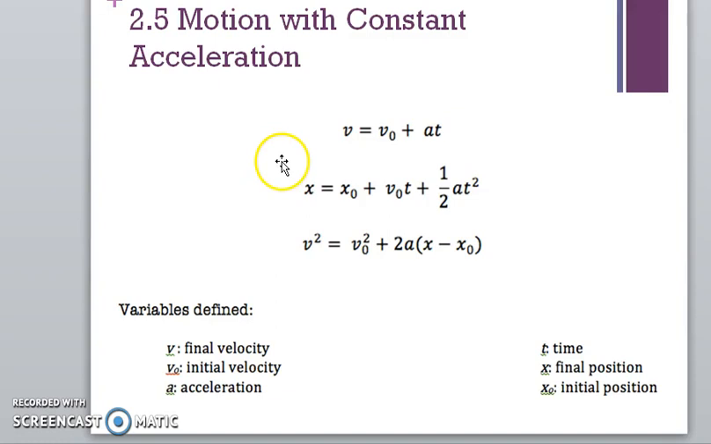This equation does not have distance at all in it, so we won't be using this one. This one does not have time in it, and so we can't solve for t, so we won't be using this one. But this one has what we need: acceleration, time, initial velocity, and distance. So we have the factors we need, and we can solve for t, so we'll be using this equation right here. So I'll flip back over.